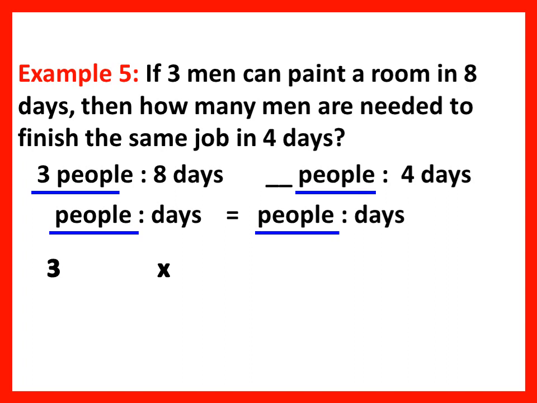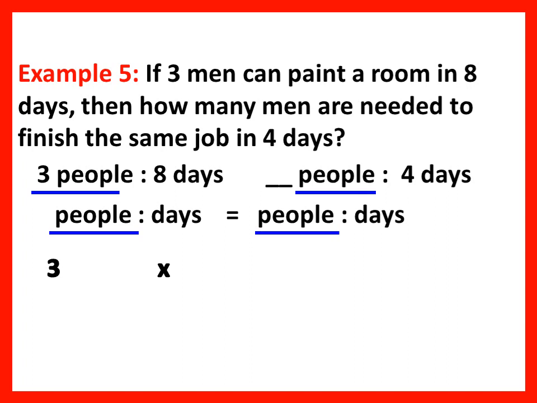So let us write the symbols first and let us analyze its trend. If we analyze the problem once again, 3 men will be painting the room in 8 days. If you want to finish the same job in 4 days, what are you going to do with the number of men? Are you going to add more number of men there?